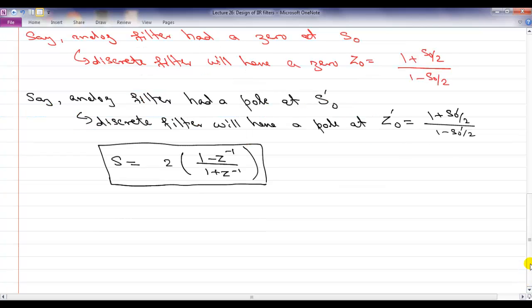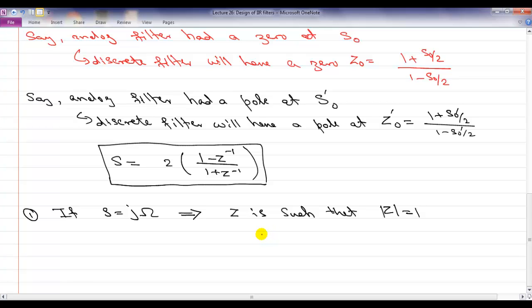It's a very simple proof that indeed, what we said was the first criteria: if S is actually j omega, it's the imaginary axis, then what that turns out is that your Z is such that the absolute value of Z equals 1. Okay. So if you are on the imaginary axis, your frequencies in the analog domain get mapped into frequencies in the discrete domain, which means your imaginary axis in the S plane gets mapped onto the unit circle.